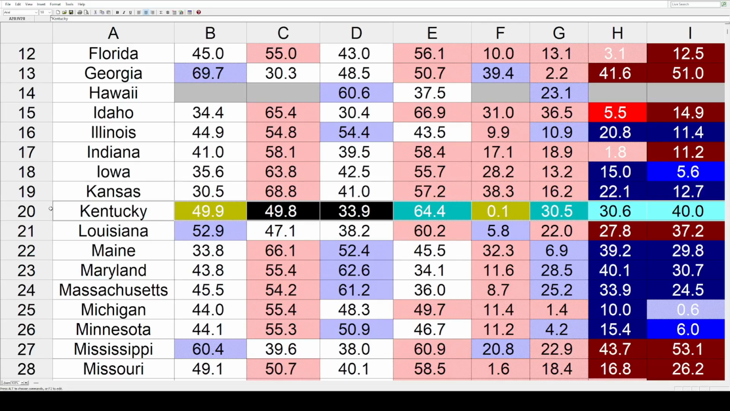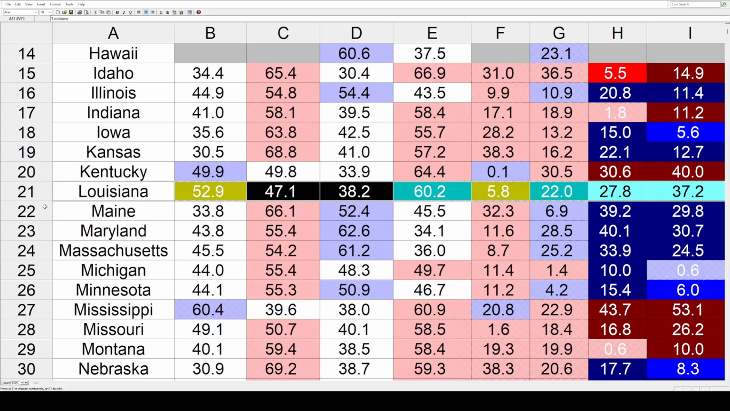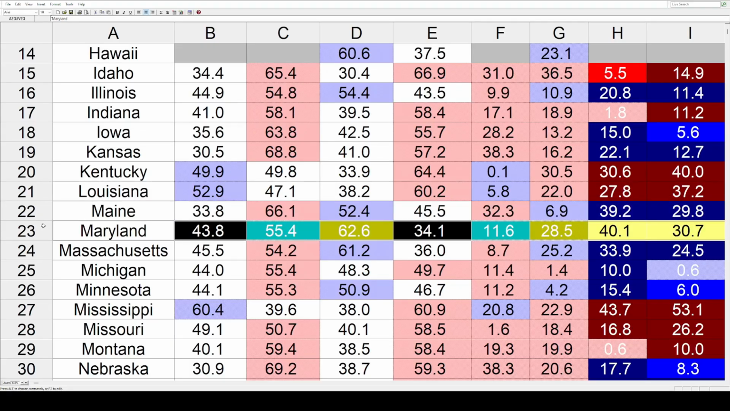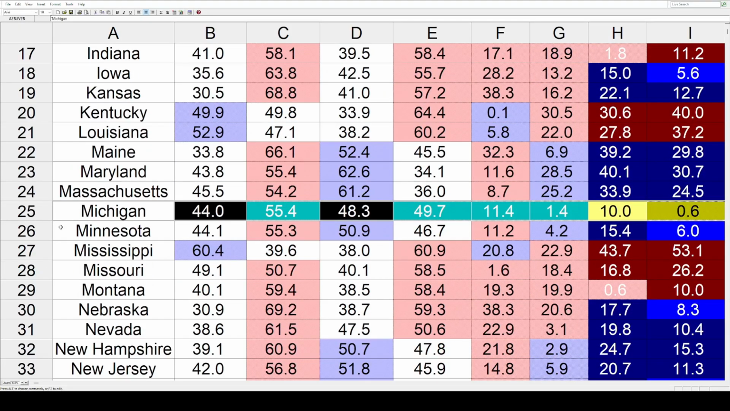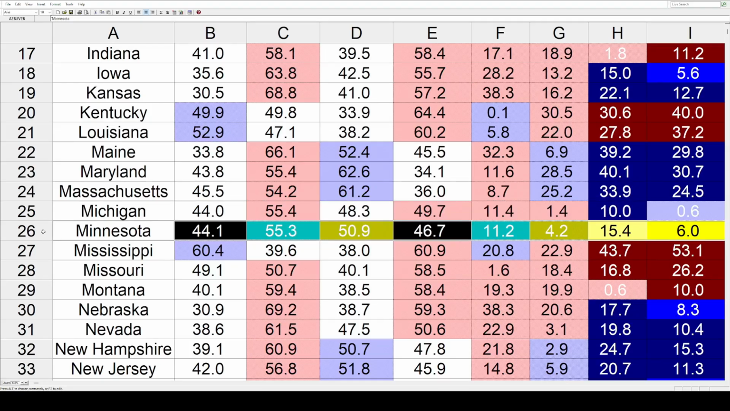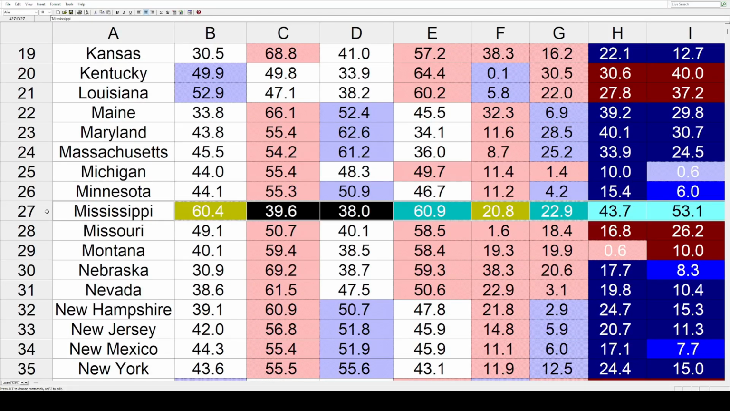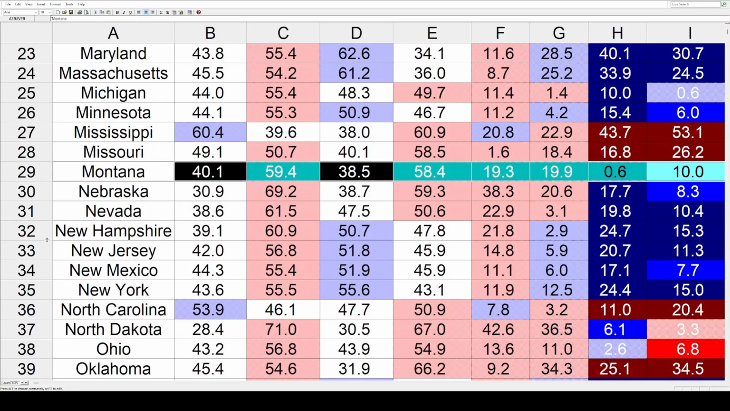But it was super redder in Kentucky at an even 40, and Louisiana just under that at 37.2. Then it's more trends friendly toward the Dems. It's Maine at 29.8, Maryland 30.7, Massachusetts 24.5. Michigan had almost no trend whatsoever, just 0.6% in that direction. Minnesota was 10 times that at an even 6%. Then it's redder in Mississippi at a huge 53.1, Missouri 26.2, and Montana at 10%.